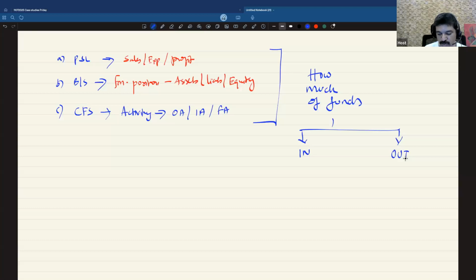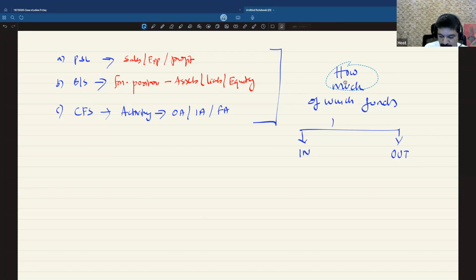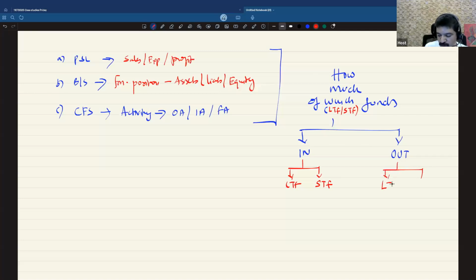And these three statements do not talk about how much of which funds have come during the year. So what do I mean by which funds? That is, how much of long-term funds and short-term funds have come during the year, and how much of that money has been used for long-term use and short-term use. This is not communicated by these existing statements.